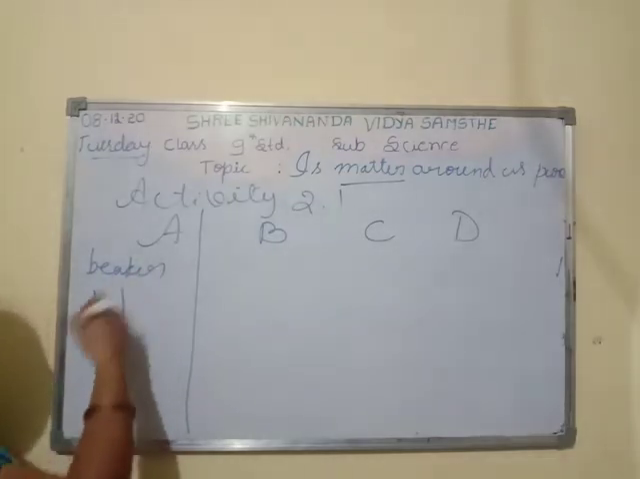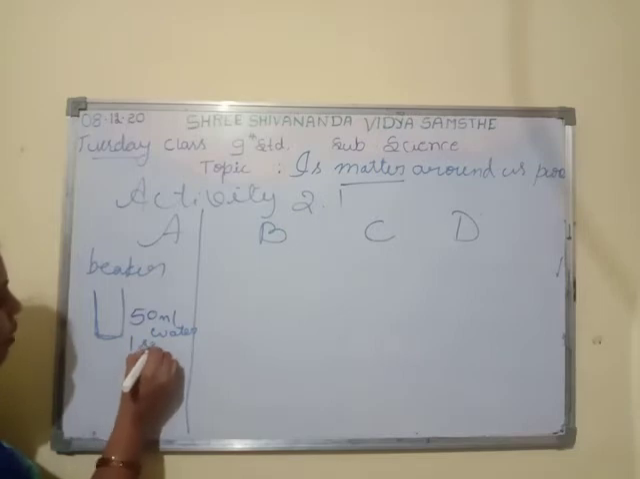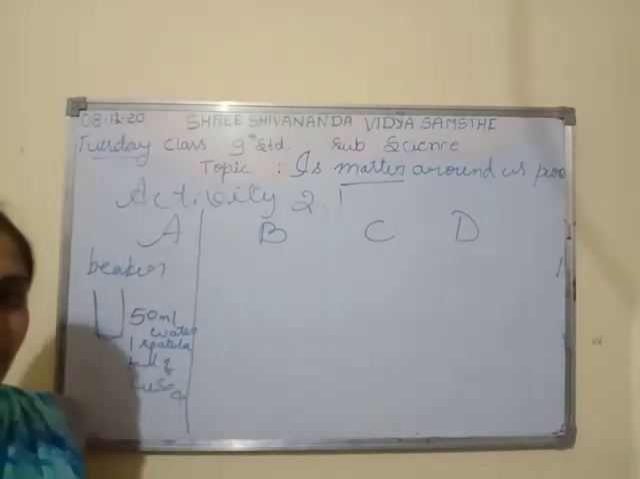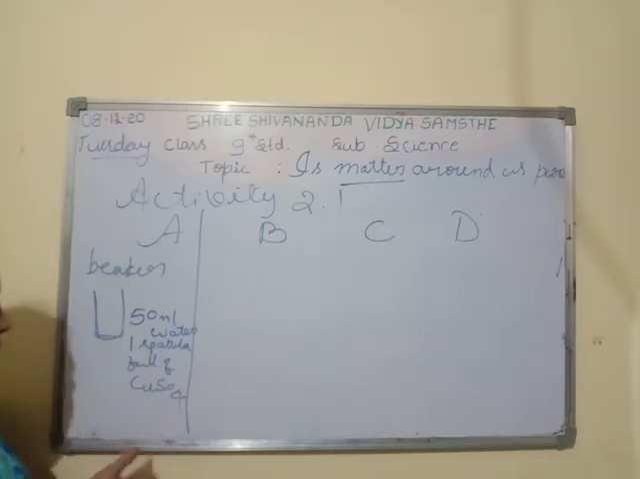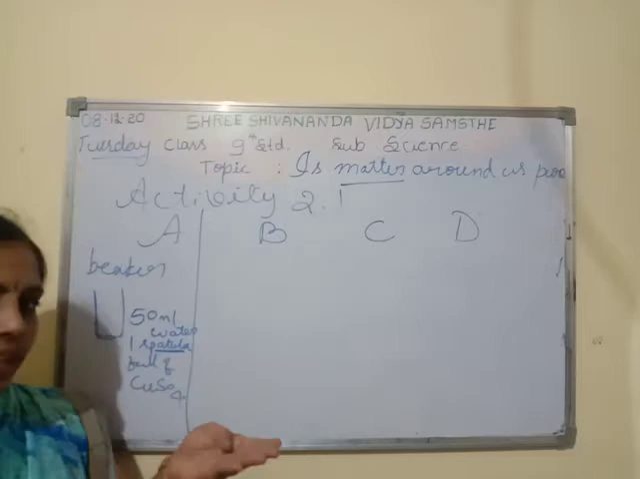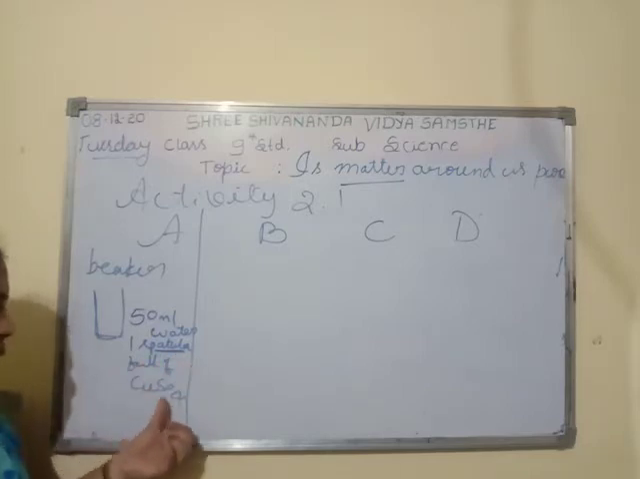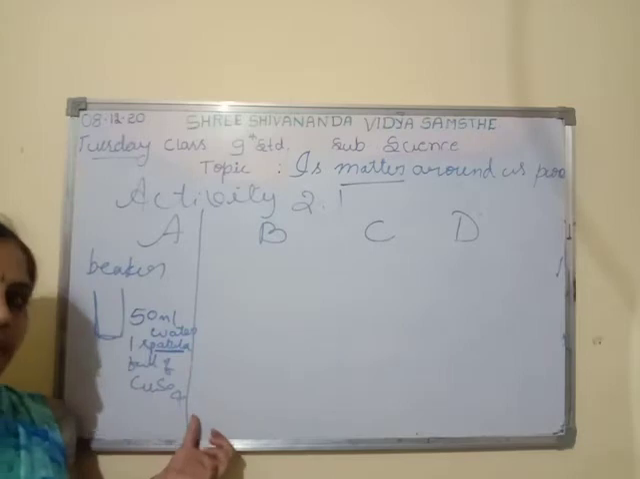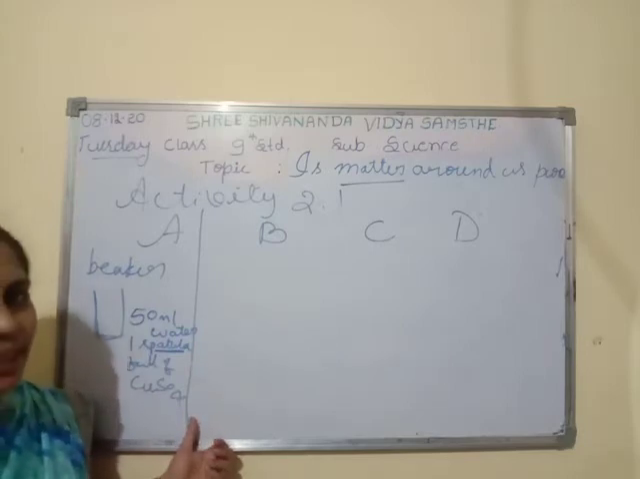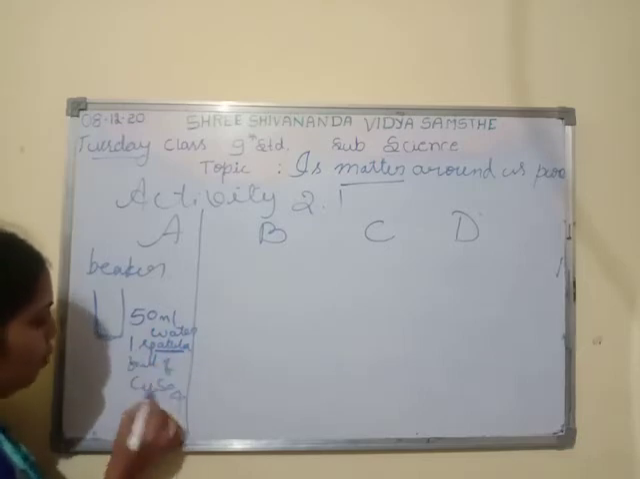For group A I am going to give 50 ml of water and 1 spatula full of copper sulfate crystals. What am I giving to the first group? 50 ml of water, 1 spatula full of copper sulfate crystals. A spatula is a kind of spoon we use in the chemistry laboratory. Copper sulfate is a kind of salt which is bluish in color. I think I showed you once. It is just like a salt, and that salt is blue in color. So the known quantities: I have given 50 ml of water and 1 spatula full of copper sulfate.